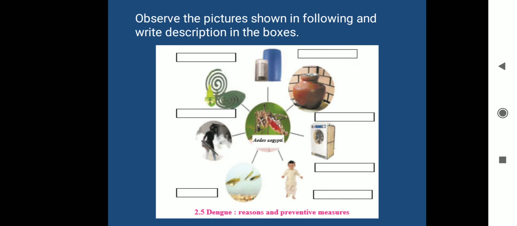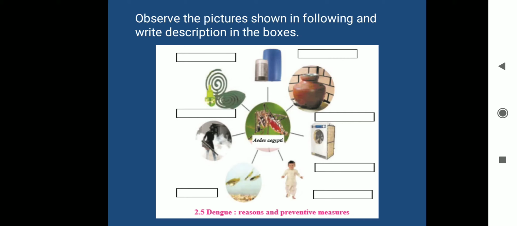This is a short activity where we have to find out the answer. You can observe the pictures carefully and answer the question. In this picture, what kind of preventive measures we have to take is given. So you can see in the picture.